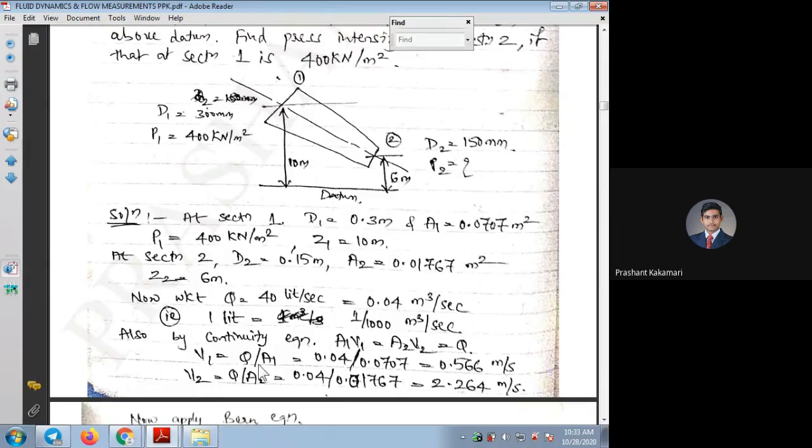V1 is equal to 0.04 by A1, where A1 is 0.0707. Then for velocity 2 at section 2, velocity is 0.04 divided by 0.01767. Please keep in mind, velocity and area may be changing, but not the discharge. Discharge is going to remain constant. That we have seen in the continuity equation, or the conservation of mass also. Whatever is entering at the inlet side, the same will be at the outlet side.